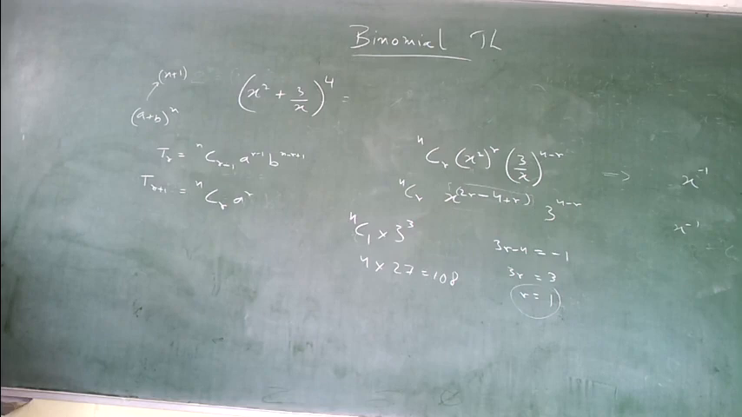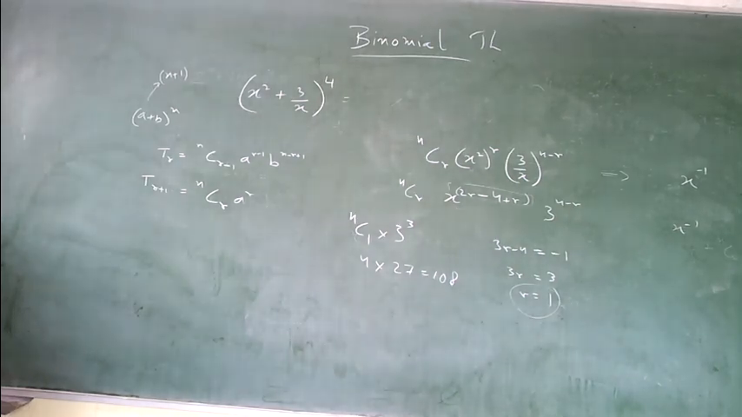X plus y whole power n plus x minus y whole power n is equal to, this you fill yourself at home, it will become twice of something and something gets cancelled, okay, is equal to dash dash dash, you fill at home. Part A you write: will have n plus 1 by 2 terms if n is odd.